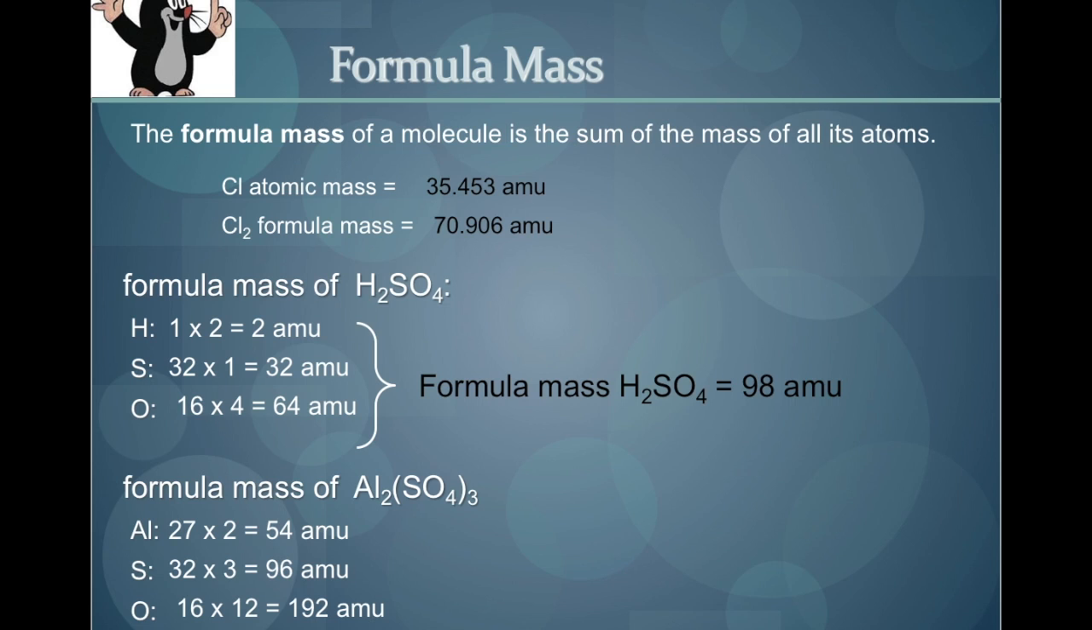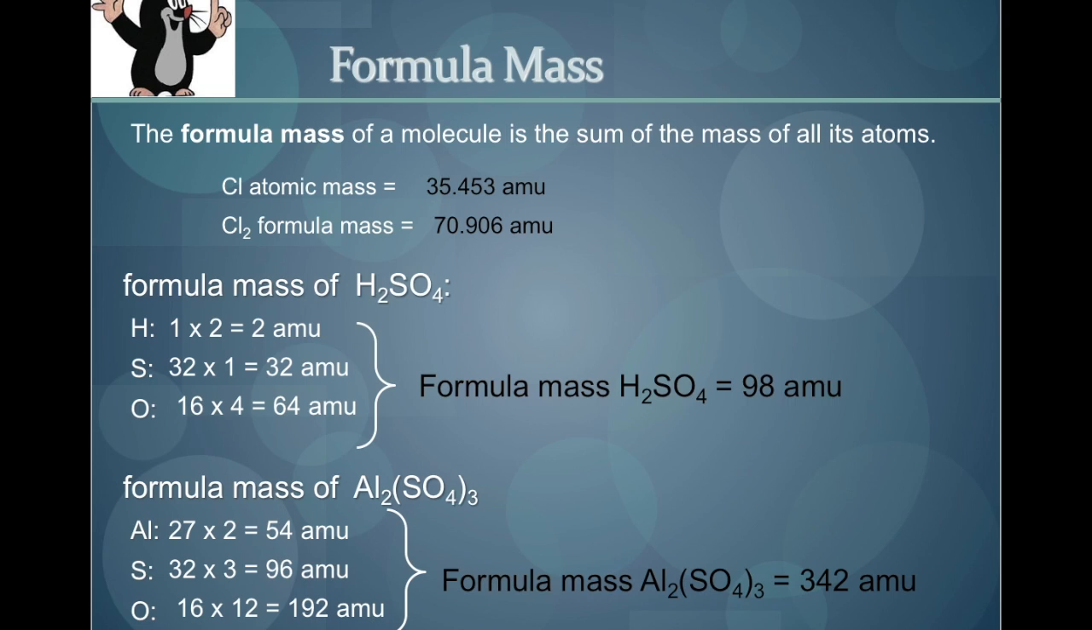I'm trying to emphasize that if you're figuring out the formula mass of something that's got a polyatomic ion in parentheses, you need to multiply out to figure out the total number of atoms in that to figure out the formula mass. So basically, if we add these numbers together, the formula mass of aluminum sulfate is 342 atomic mass units.